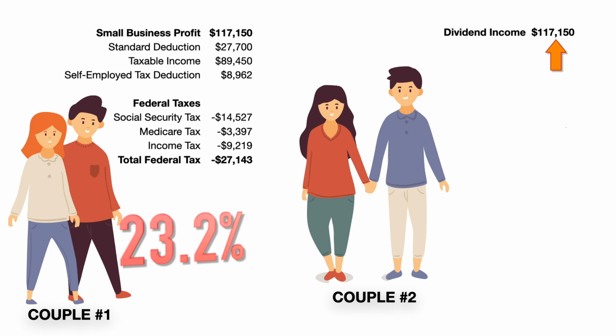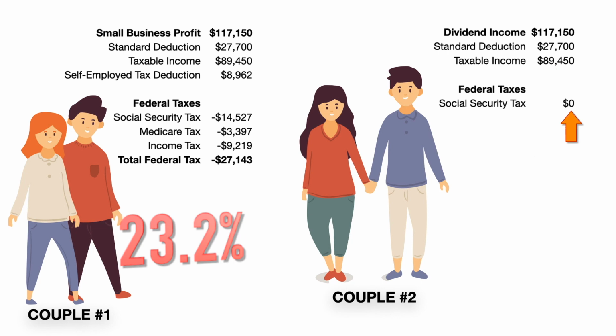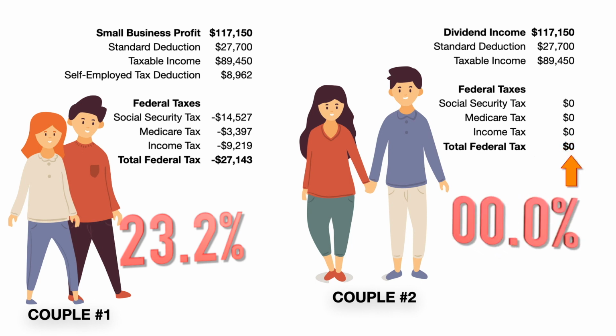Couple 2 receives $117,150 in dividends from stocks they inherited. And they don't work a single day during the year to increase our collective productivity. But after taking the same standard deduction as couple 1, they owe no federal Social Security taxes, no federal Medicare taxes, no federal income taxes, for an effective federal tax rate of 0%.